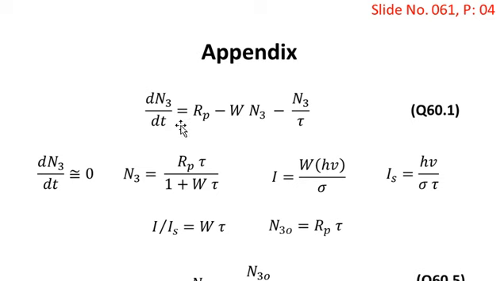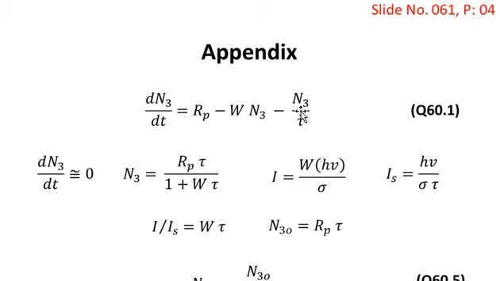So dn3 over dt is equal to Rp, the pump rate, minus W times n3, which is the stimulated emission term, because the negative sign means that it will try to decrease the population in level number 3, and then we have a minus n3 over tau, which is the spontaneous emission term.